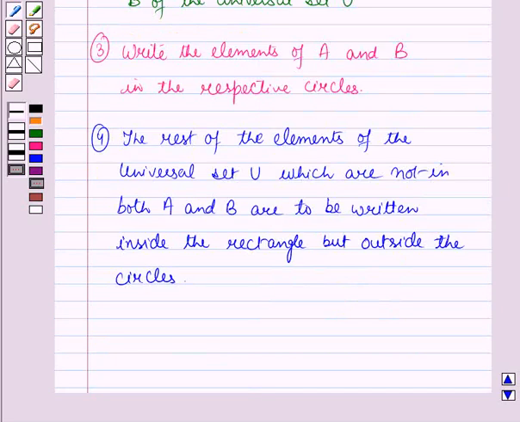So in this session we have learnt about relationship between sets using Venn diagrams. And this completes our session.